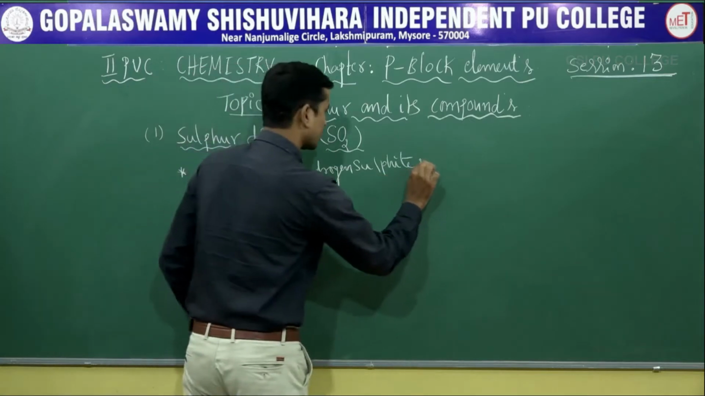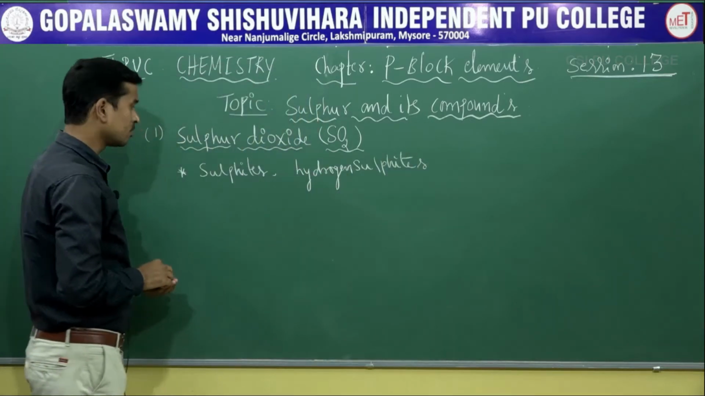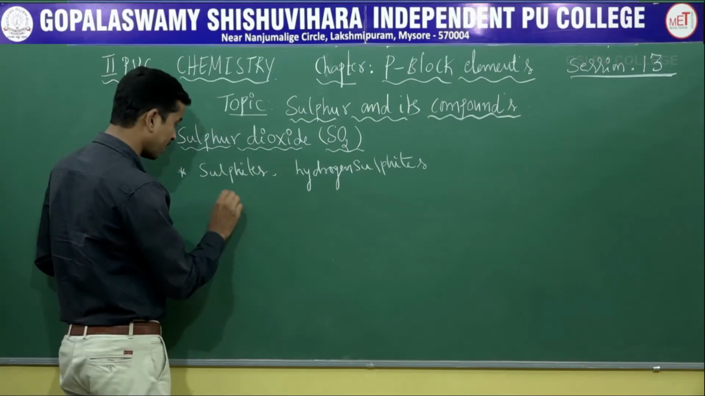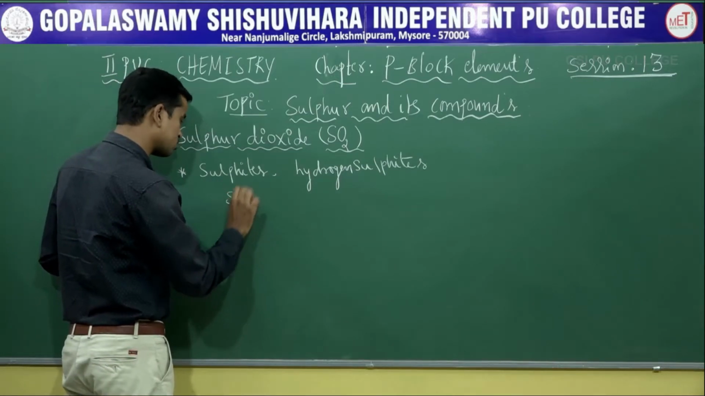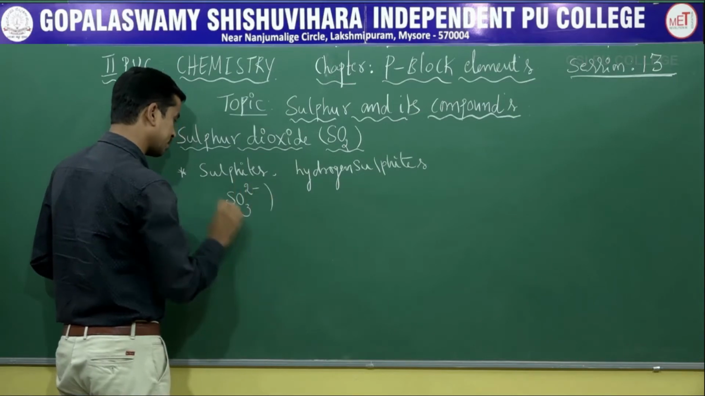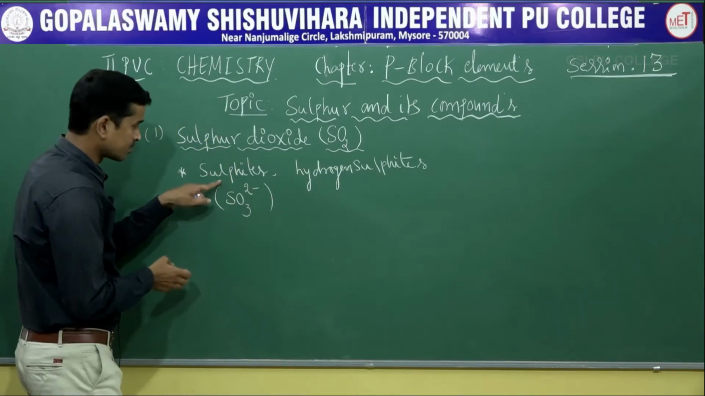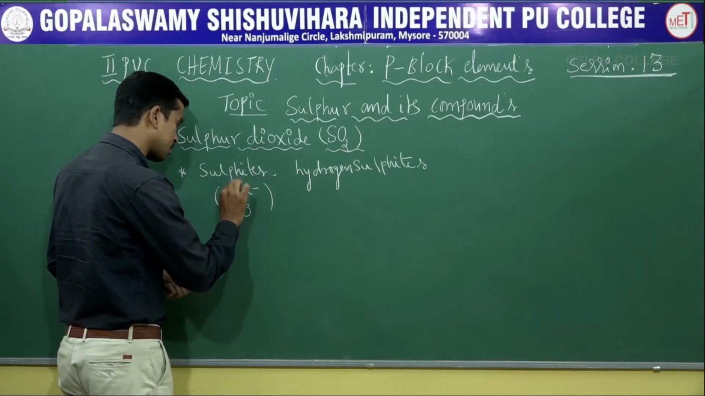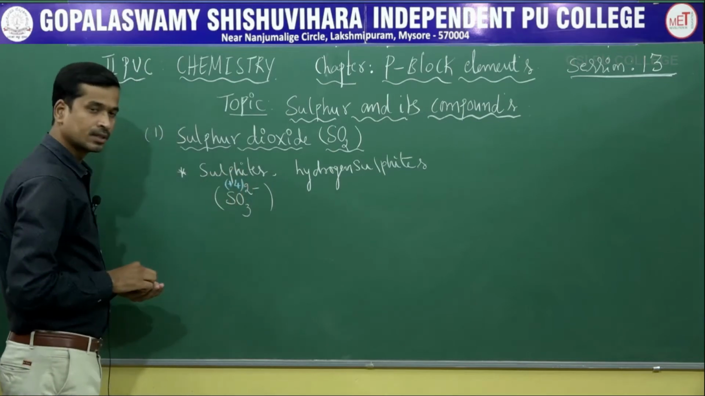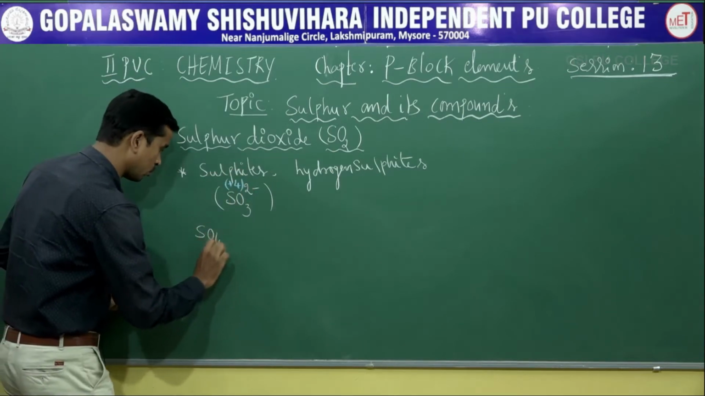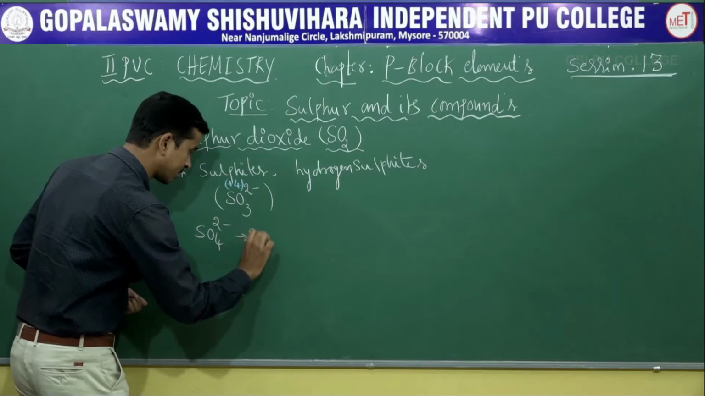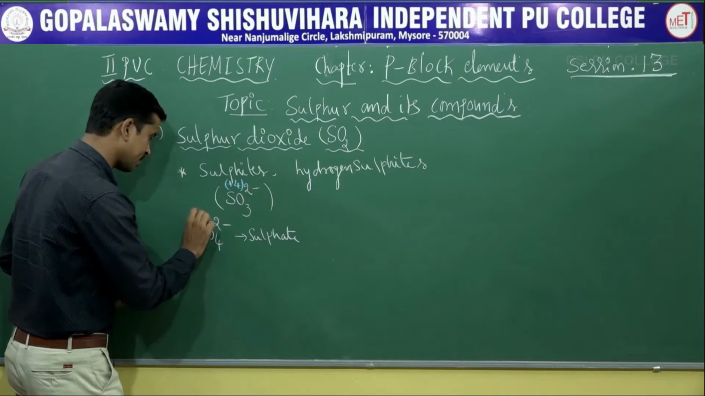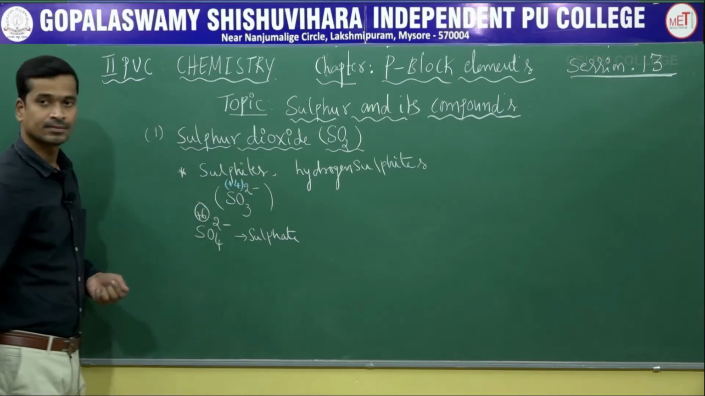sulfides or hydrogen sulfides. You already know this from our lab. What is meant by sulfites? The ion SO3 2 minus is called sulfite. The oxidation state of sulfur is +4. SO4 2 minus is called sulfate. The oxidation state of sulfur is +6.